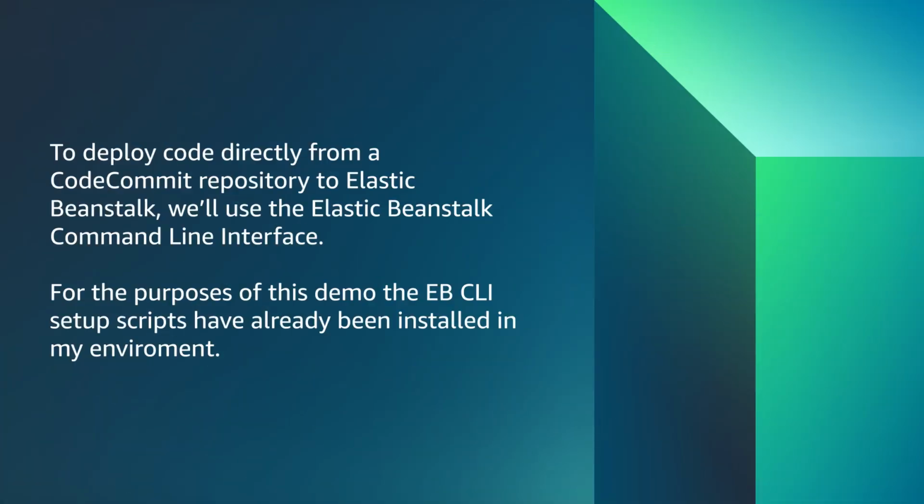Today, I'm going to show you how to deploy code from an AWS CodeCommit repository to an AWS Elastic Beanstalk environment. Let's get started. To deploy code directly from a CodeCommit repository to Elastic Beanstalk, we'll use the Elastic Beanstalk command line interface. For the purposes of this demo, the EB CLI scripts have already been installed on my environment.